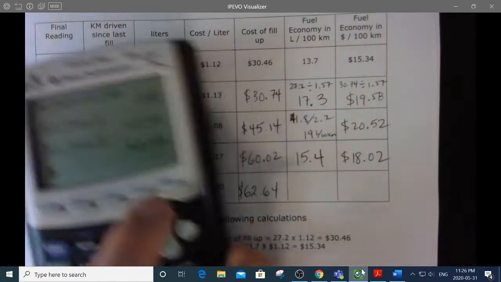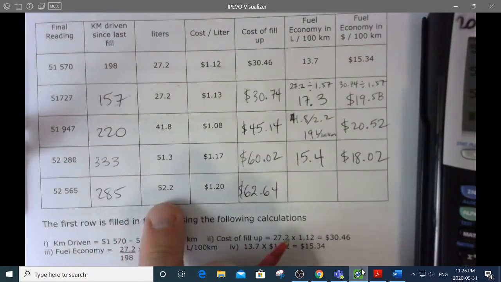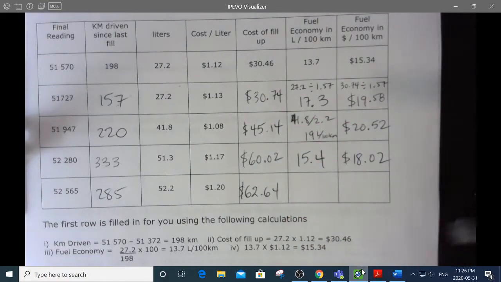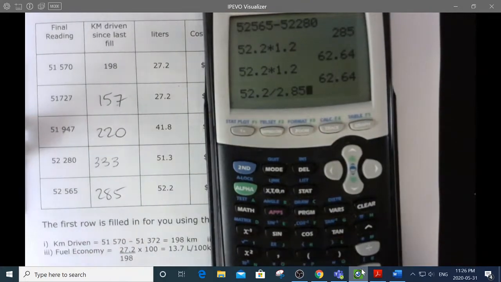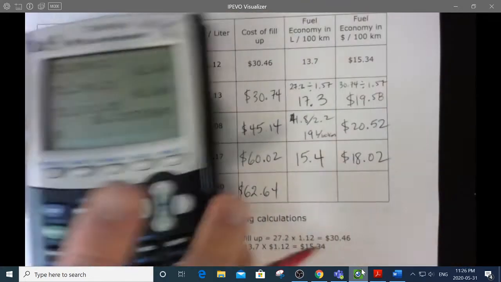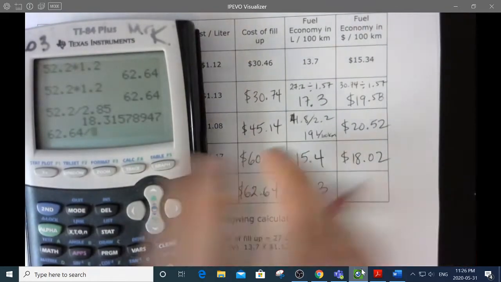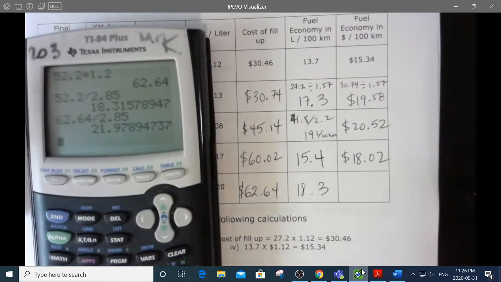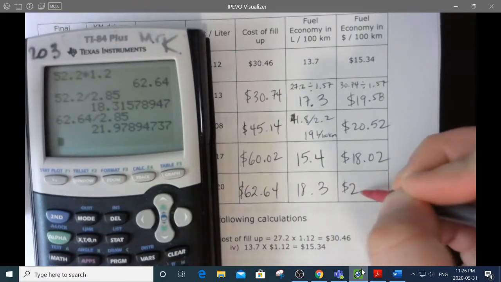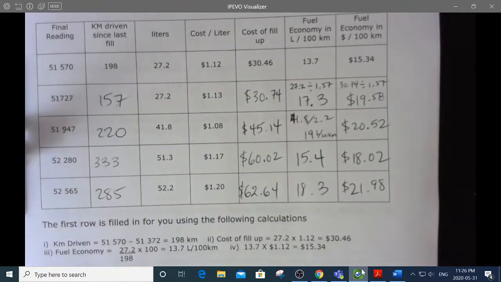62.64. And my fuel economy in liters per 100 kilometers is 52.2 liters. I'll just punch it. 52.2 liters divided by 2.85 hundred kilometers, and that's 18.3. And the fuel economy is 62.64 divided by, and what was it again? 2.85, right? And that would be $21.98 per every 100 kilometers. And there we go. So there's number 7.